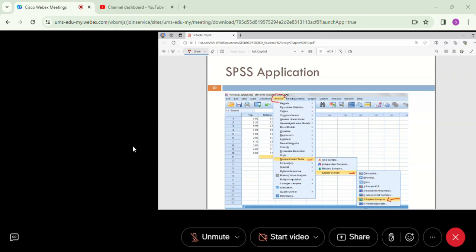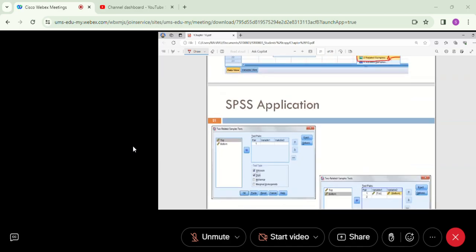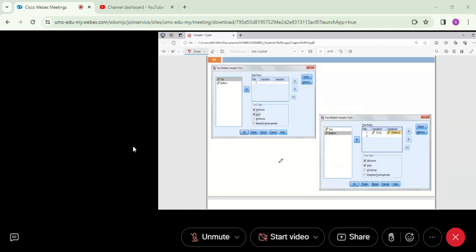Analyze, non-parametric tests, legacy dialogs, and then 2 related samples. So the SPSS application is similar to the dependent sample t-test. When you click top, it will go to here. When you click bottom and then click the arrow button, it will go to here.